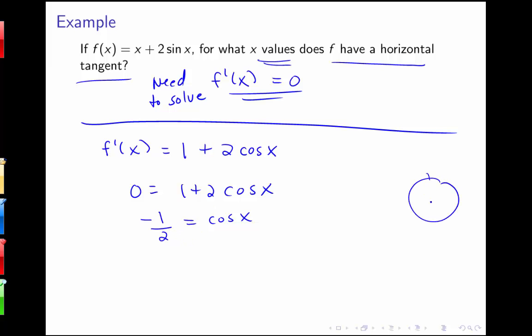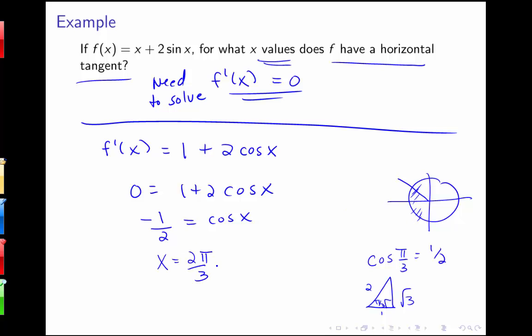So if I think about my unit circle a little bit, I know that cosine is negative over here in quadrants 2 and 3. I know that cosine of pi thirds is equal to positive 1/2 from thinking about my triangle. This is 2, 1, root 3. If this angle down here is pi thirds, then adjacent over hypotenuse is 1/2. So I know cosine of pi thirds is 1/2. So where am I going to get negative 1/2? I'm going to have to be in this quadrant here. So I see that at 2 pi thirds, I would get a cosine of negative 1/2.